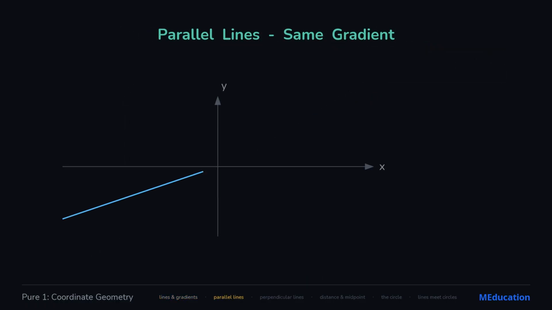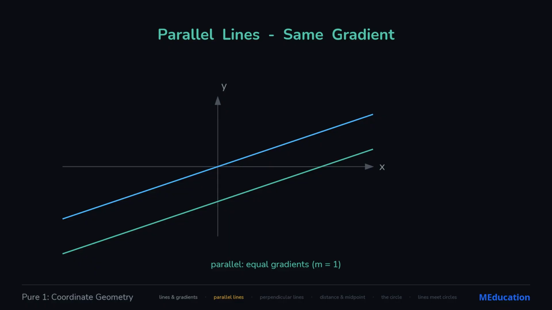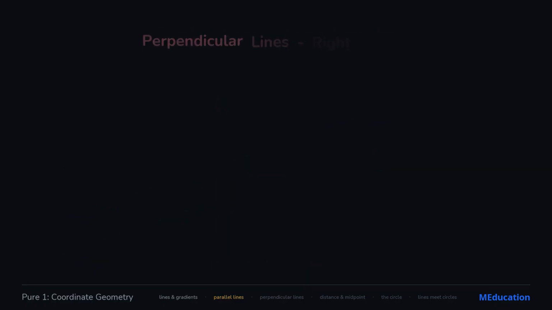Gradients reveal how lines relate. Two lines are parallel exactly when they share the same gradient. They climb at the identical rate and never meet, no matter how far you extend them. Same steepness, same direction, forever apart.